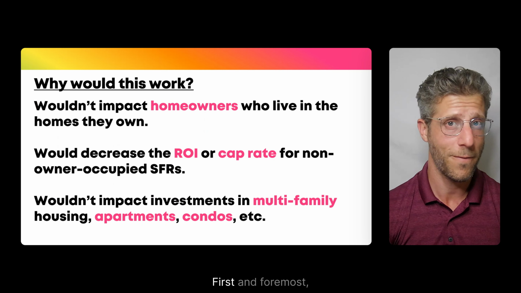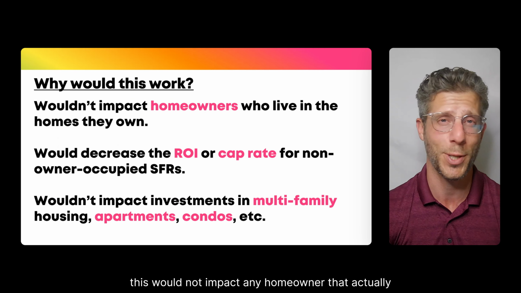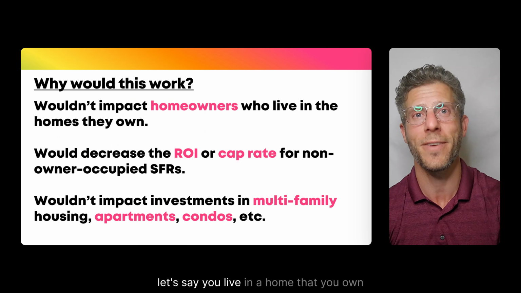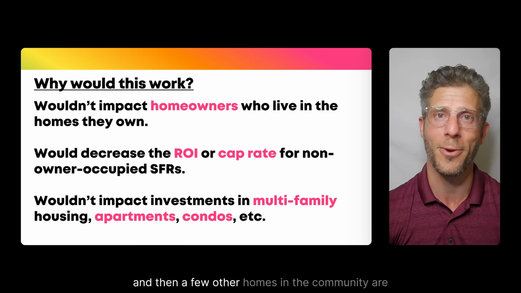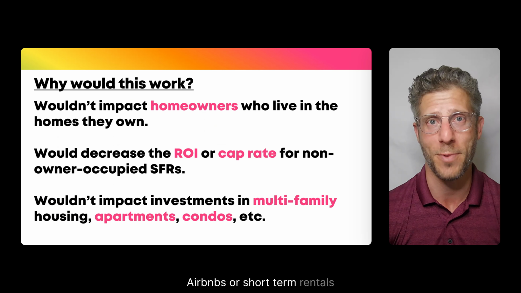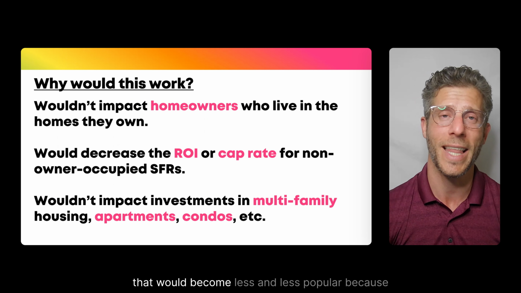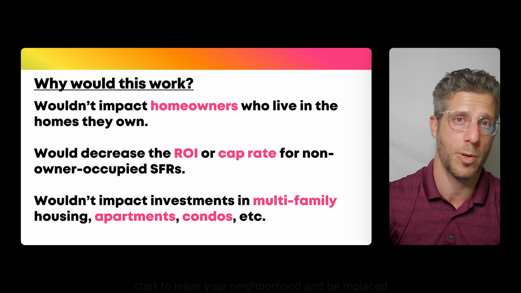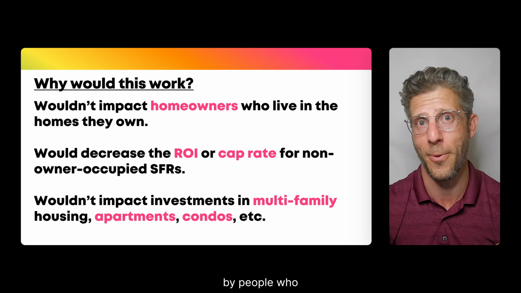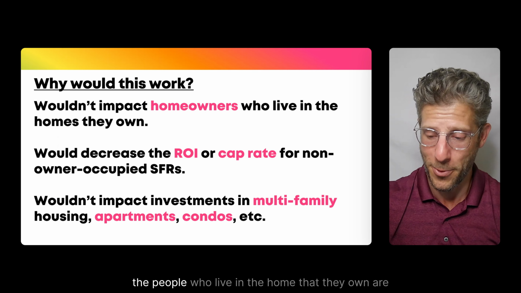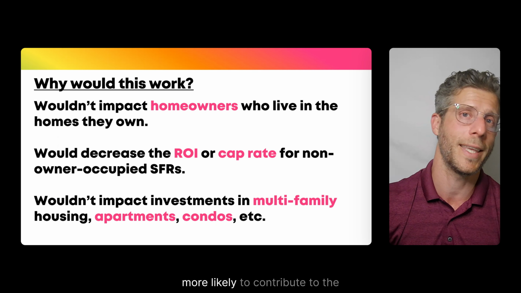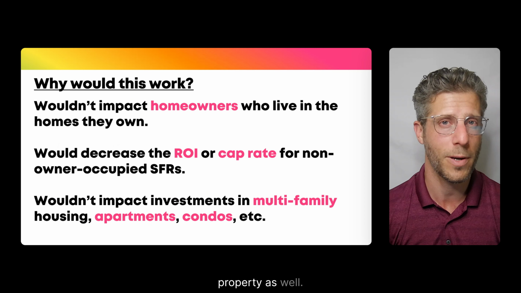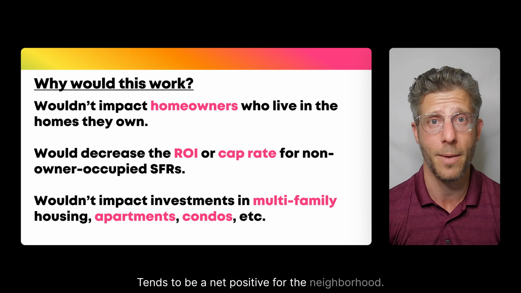So why would this work? First and foremost, this would not impact any homeowner that actually lives in the home they own. Furthermore, let's say you live in a home that you own, and a few other homes in the community are Airbnbs or short-term rentals. Those would become less and less popular because they'd be less and less profitable. So what you'd see is these short-term rentals start to leave your neighborhood and be replaced by people who want to live there long-term. The people who live in the home that they own are more likely to contribute to the community and the local economy. They're typically going to take better care of the property as well. It tends to be a net positive for the neighborhood.